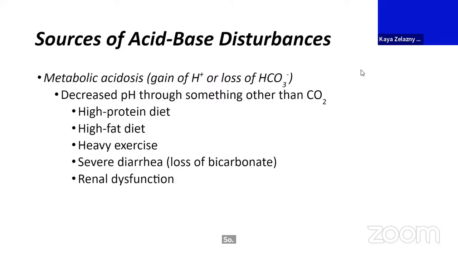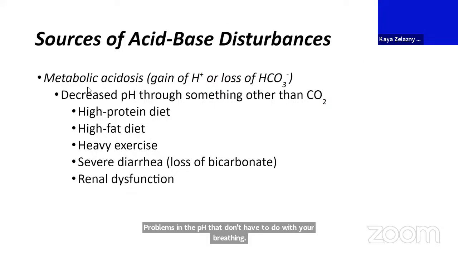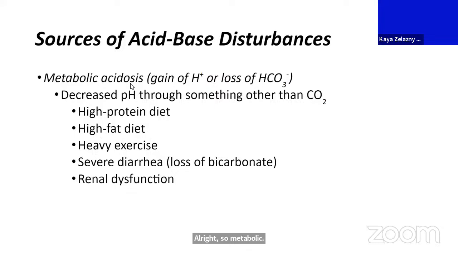So for the other side, the kidney side, when we have problems in the pH that don't have to do with your breathing, metabolic acidosis is going to be when we're eating wrong. We've got a high protein diet or high fat diet, contributing amino acids and fatty acids, creating acidity in that blood pH. Maybe heavy exercise, adding keto acids and lactic acid. Severe diarrhea also causes metabolic acidosis.